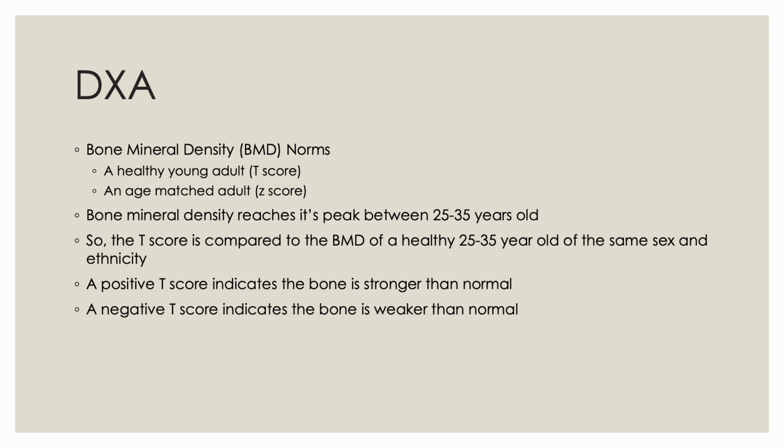Bone mineral density reaches its peak between 25 to 35 years of age. So the T-score is compared to the bone mineral density of a healthy 25 to 35-year-old of the same sex and ethnicity. A positive T-score indicates the bone is stronger than normal. A negative T-score indicates that the bone is weaker than normal.